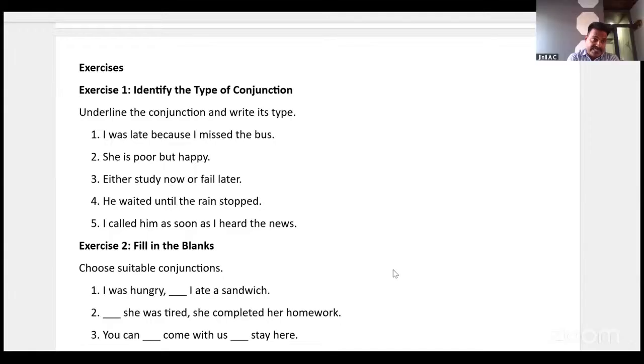But "so" is not a subordinating conjunction, it's a coordinating conjunction. It comes in FANBOYS, so it's a coordinating conjunction. She was tired, she completed her homework.